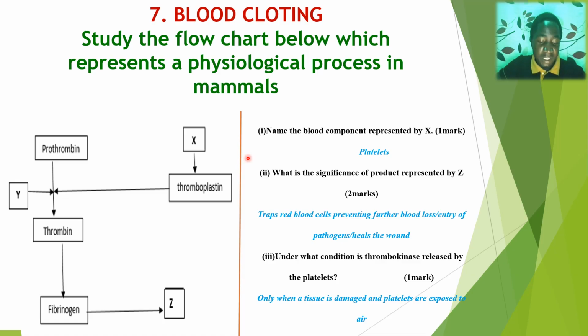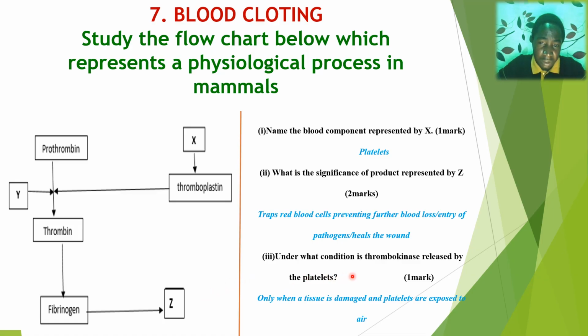Which blood component is responsible for blood clotting? We all know that platelets is the blood component responsible for blood clotting. What is the significance of product represented by Z? Traps red blood cells, preventing further blood loss or entry of pathogens, or even heals the wound. And what is Z, by the way? Is known as what? Fibrin.